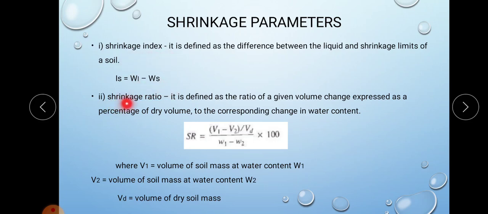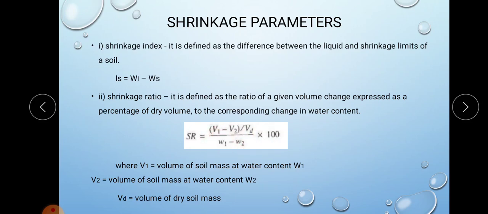Next definition, shrinkage ratio. This shrinkage ratio is defined as the ratio of a given volume change expressed as a percentage of dry volume to the corresponding change in water content. That is (V1 minus V2) divided by Vd, all divided by (W1 minus W2).